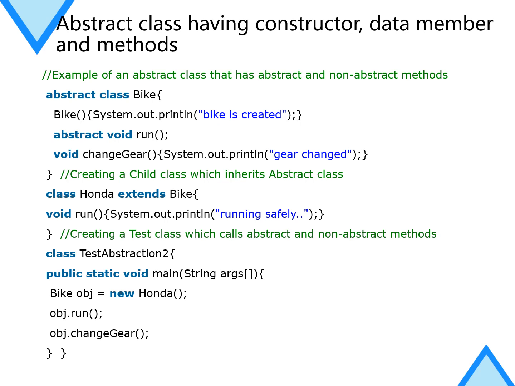So obj is an object of type bike, which is the abstract class, and we are creating the instance of the object with the new Honda class, which is the subclass. Through this object we are going to call the abstract method run, and we are going to call the non-abstract method.